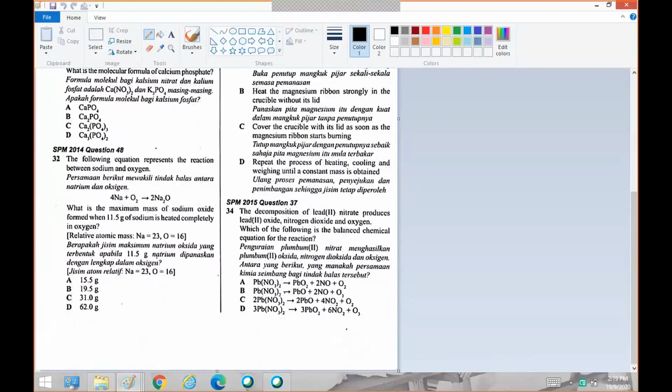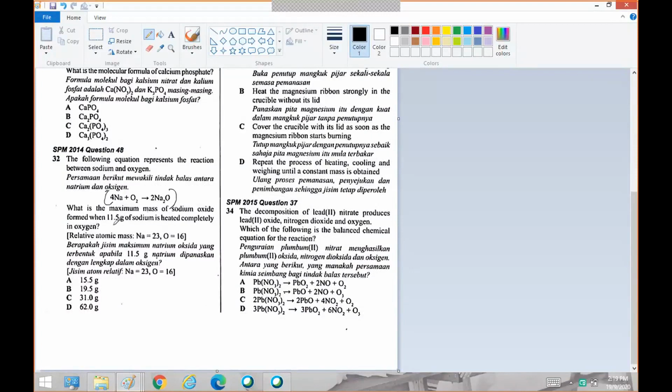The following equation represents the reaction between sodium and oxygen. 4Na plus O2 equals 2Na2O. Very nice of them to give you this equation. What is the maximum mass of sodium oxide formed when 11.5 grams of sodium is heated completely in oxygen? Okay, so nice that they give this to you. So we are going to take advantage of this information.